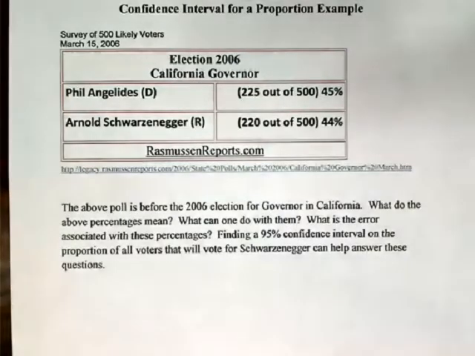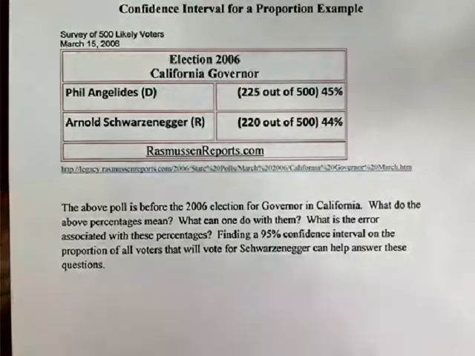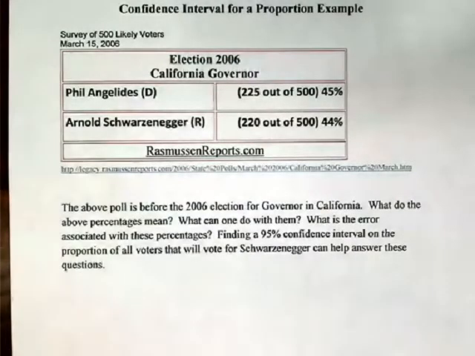But some questions that we have here are: what do the above percentages mean? What can we do with them? Is there any error associated with these percentages, and so forth? I think if we go through and do a computation for a confidence interval on the proportion of all voters that will vote for Schwarzenegger, we can answer some of these questions.